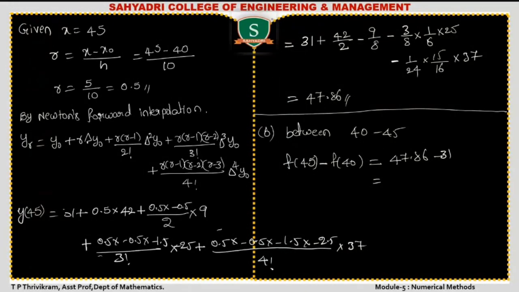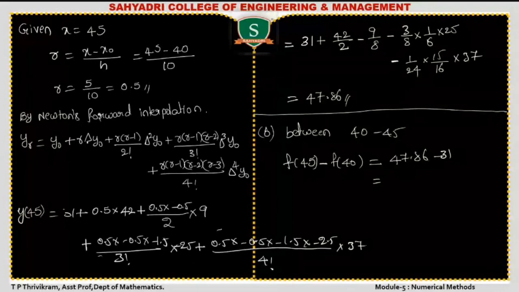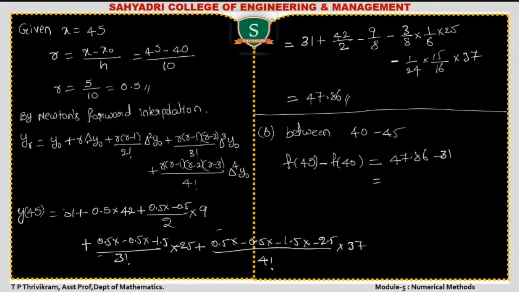So that means we have calculated what less than 45. Okay, less than 45 means it includes all the things, right? Below 40 also it will get. So I want to exclude it. If I want to calculate only 40 to 45, I have to remove what is up to 40. Below 40 I don't want. So for that sake, 47.86 minus 31 I did. So how much you'll get? 16.86. Approximately you can equate it to 17. That's it.